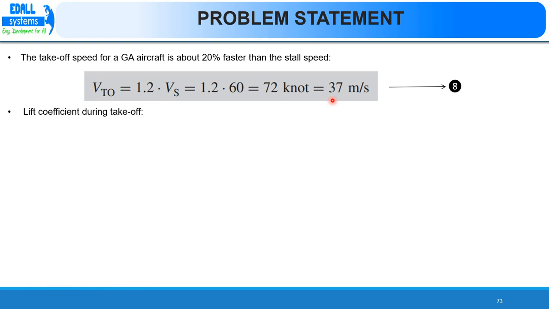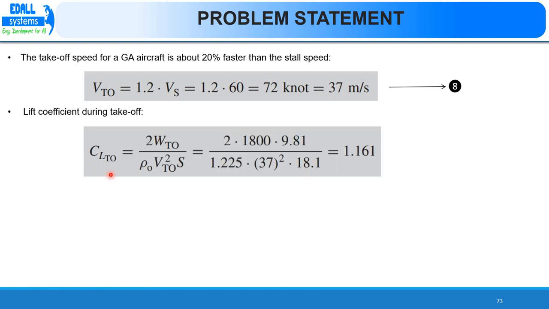Calculate lift coefficient during takeoff, CLTO. In this equation, VTO value is substituted and the other values are the same. After calculating this equation, you'll get lift coefficient during takeoff as 1.161. As indicated in the problem statement, the wing has split flap, so we need to determine flap chord, flap span and flap deflection during takeoff and landing.